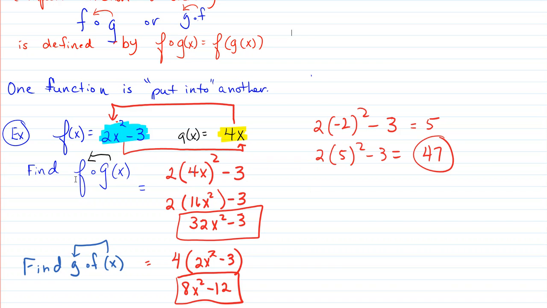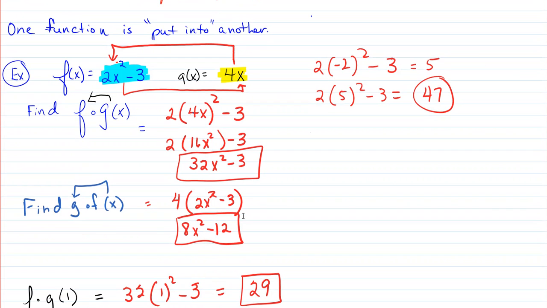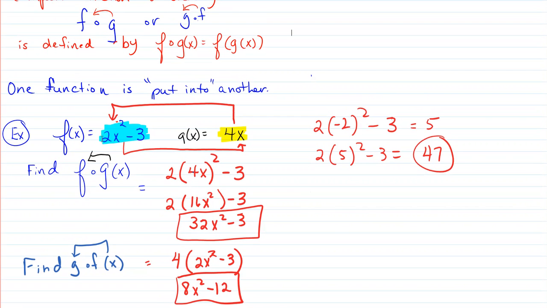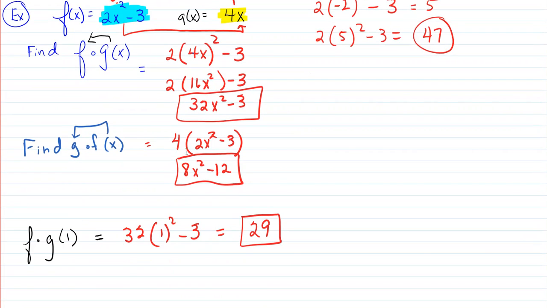Then if I'm asked to find f of g, it means I'm going to take this g, the yellow one, and go over here and put it in for x. So I have 2 times the 4x squared minus 3, and then you clean it up as best you can. If I find g of f, it means I'm going to put f into g. You're always going to put the thing on the right into the thing on the left. So in this one, I'm going to put 2x squared minus 3 over here for x. So I have 4 parentheses 2x squared minus 3. I'll distribute the 4 and I get that.